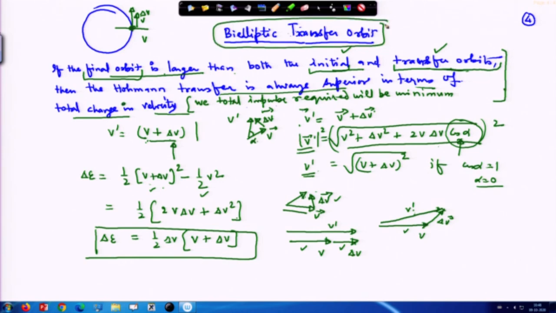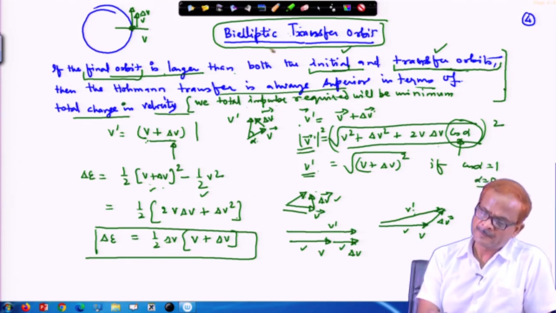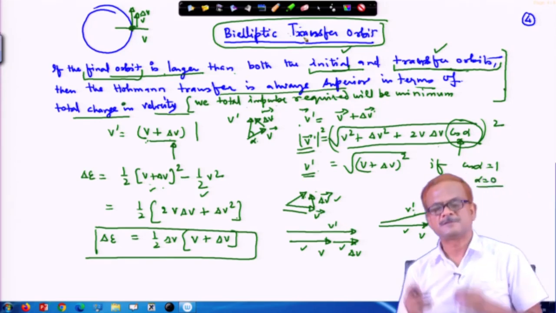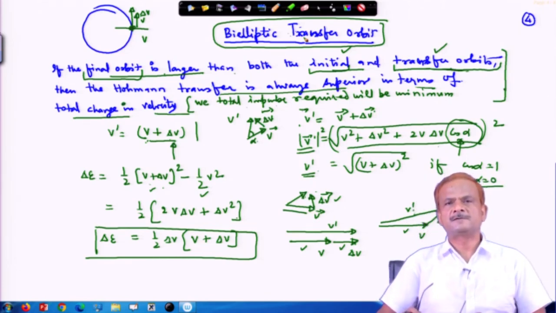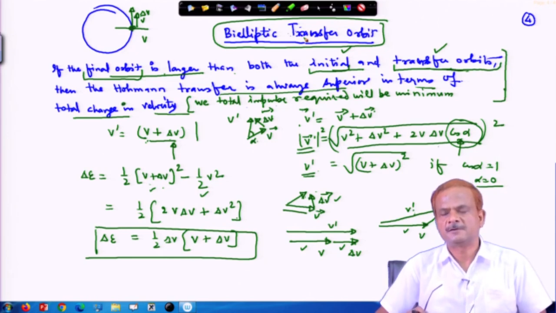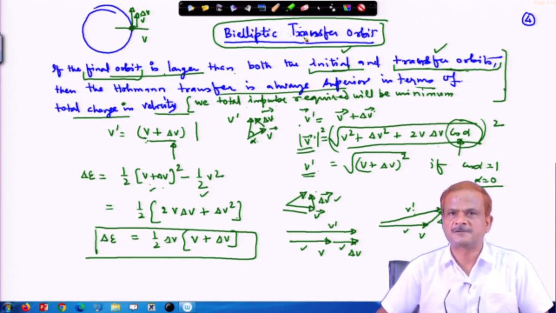Otherwise, later on we will look at the bi-elliptic transfer orbit, and how in some cases it will be better than the Hohmann transfer, but for that certain conditions should be satisfied, and this we are going to explore in the next lecture.